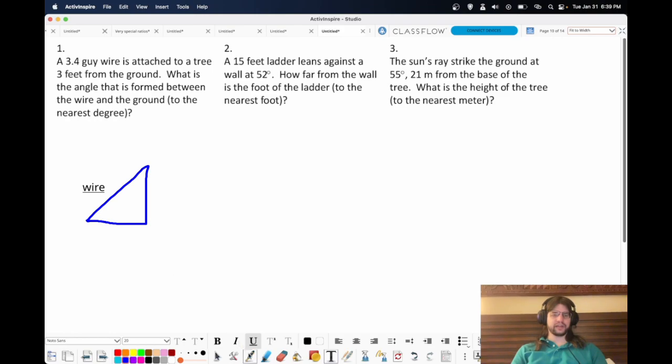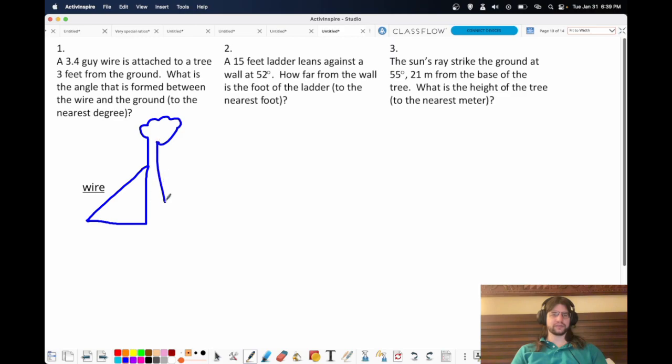And if I think about it, the tree's taller than 3 feet. It's something like this, who cares? But this part right here, this is just 3 feet off the ground. So this part of the triangle right here is 3 feet, okay? It's not the whole tree. That's where the guy wire is attached to the tree. So I tied it off right there.